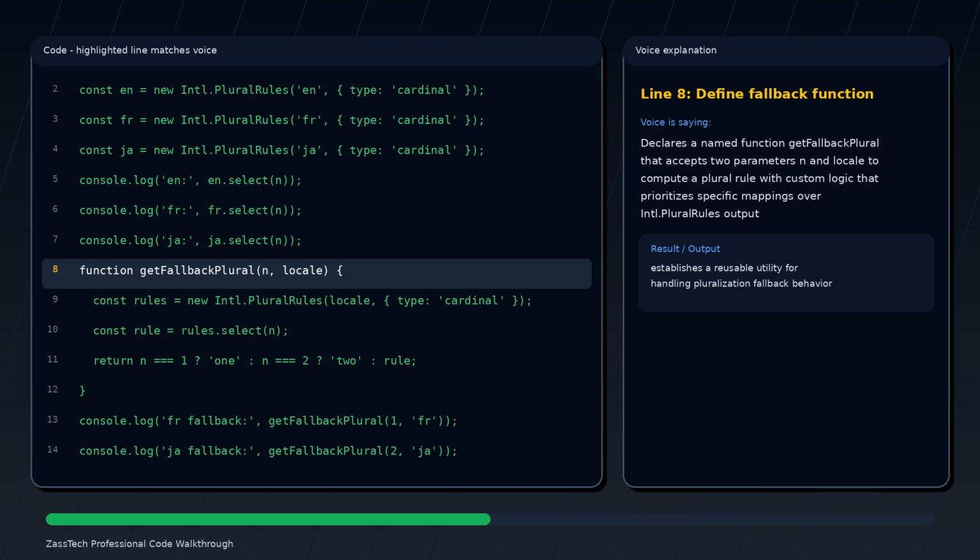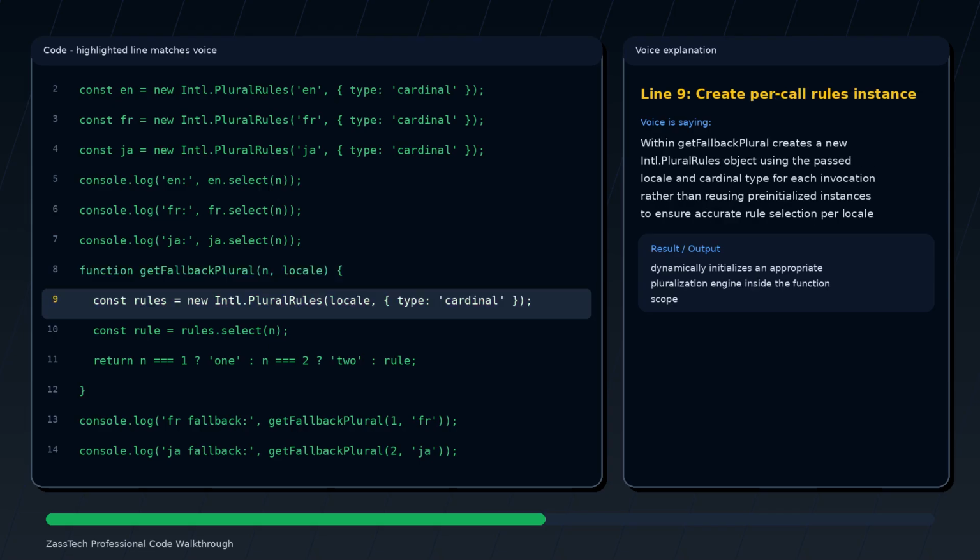Declares a named function getFallbackPlural that accepts 2 parameters, n and locale, to compute a plural rule with custom logic that prioritizes specific mappings over Intl.PluralRules output. Within getFallbackPlural, creates a new Intl.PluralRules object using the passed locale and cardinal type for each invocation rather than reusing pre-initialized instances to ensure accurate rule selection per locale.